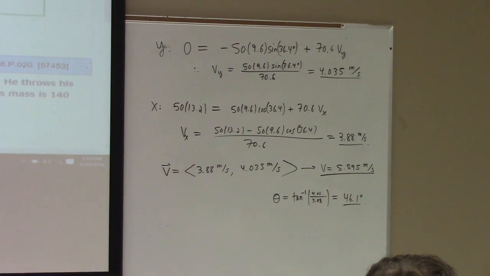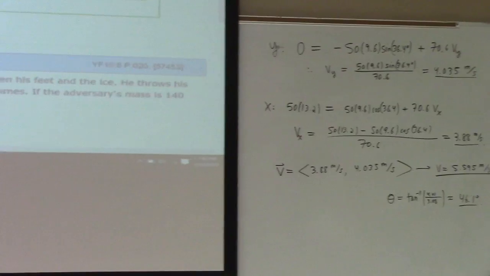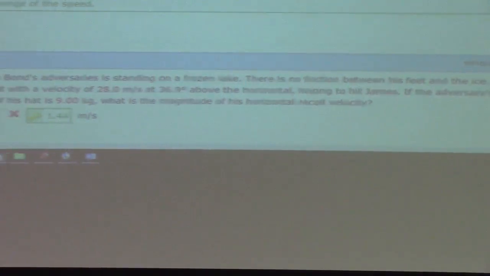One of James Bond's adversaries is standing on a frozen lake. There is no friction between his feet and the ice. He throws a steel-lined hat with a velocity of 28 meters per second at 36.9 degrees above the horizontal, hoping to hit James. If the adversary's mass is 140 kilograms and that of his hat is 9 kilograms, what's the magnitude of his horizontal recoil velocity? Interesting.